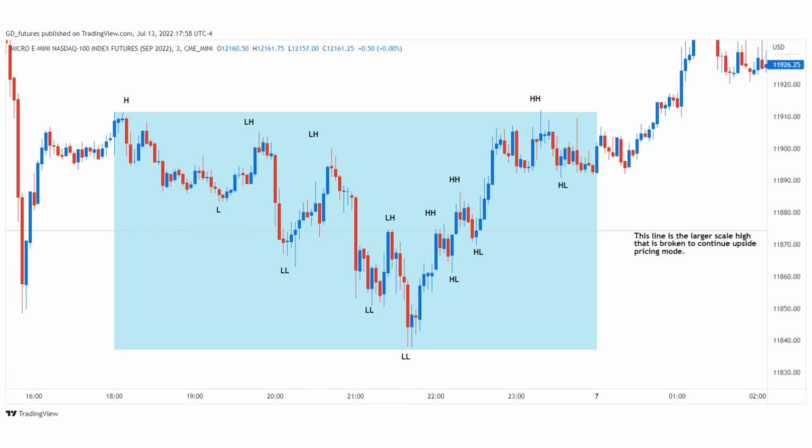Now this is basically the retrace that comes up. So on the larger scale, price comes up from a higher high, comes right back down into here, and this is the area to the left on the 3-hour chart that was just broken on the large scale upside pricing mode. So we're looking for this upside pricing mode to begin at an area where we would expect upside pricing mode, which is the area that was just broken.